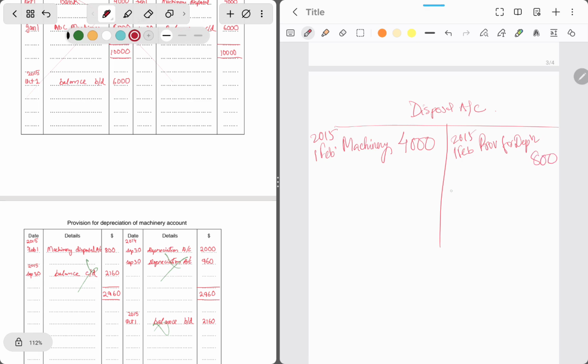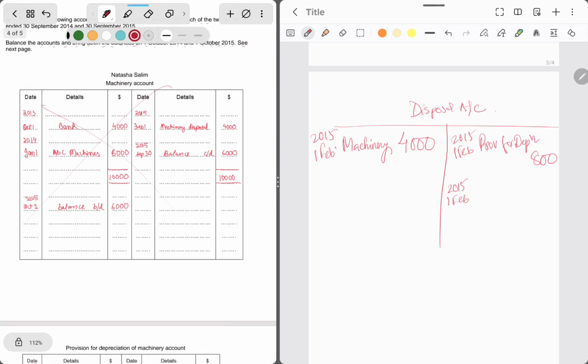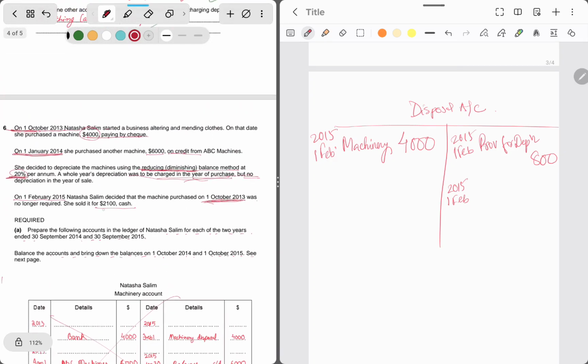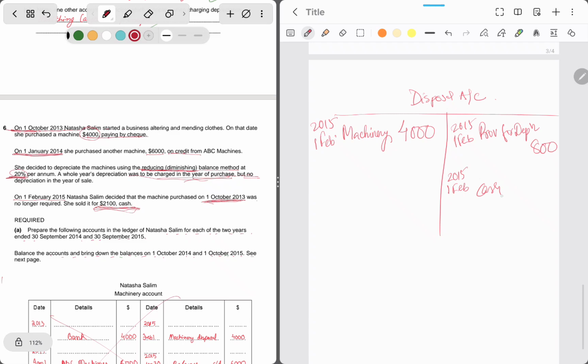Okay, so did you receive any cash? Yes, we have received cash. 2015, 1 February. For what amount it was sold? It was sold for $2,100 in cash. So write down cash, $2,100 in cash. Now you do totaling and balancing. This is 4,000. This is how much?